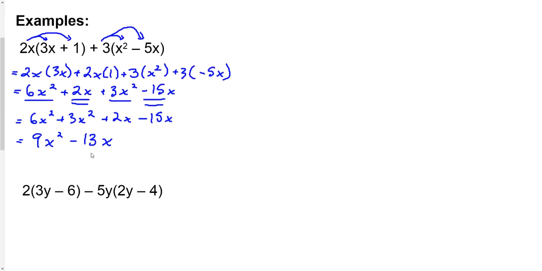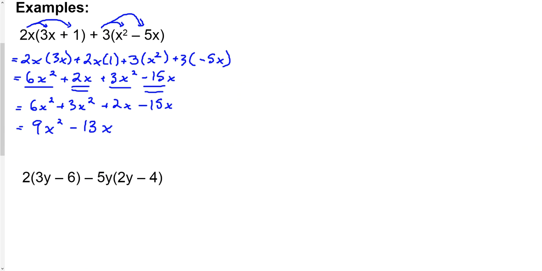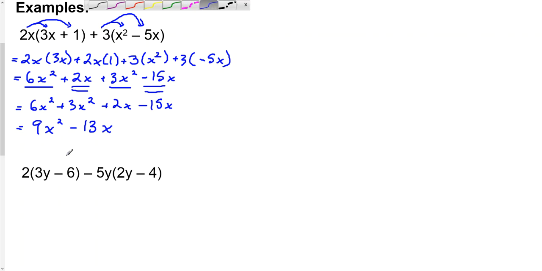Okay, so let's take a look at a couple more examples just to make sure we know what we're doing here. All right, so our next one, we've got 2 times (3y minus 6) minus 5y times (2y minus 4). We've got a few more negative signs here, so we just have to remember those sign rules when we're doing the multiplication. So let's start off with 2 times 3y. 2 times 3 is going to give us 6, so that's going to be 6y. And then 2 times negative 6 is going to give us negative 12.